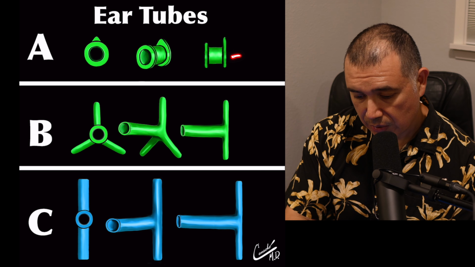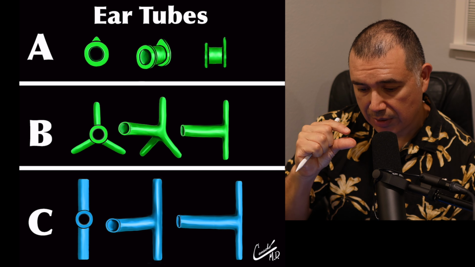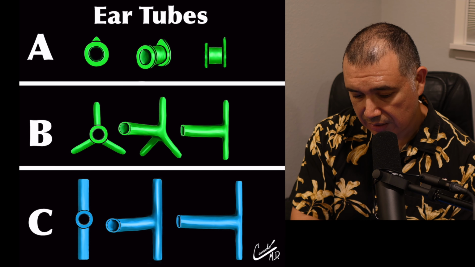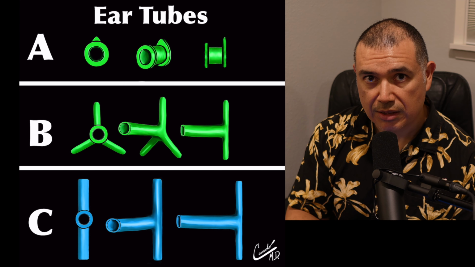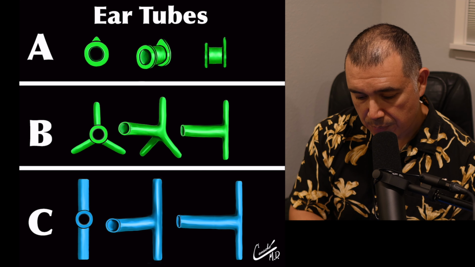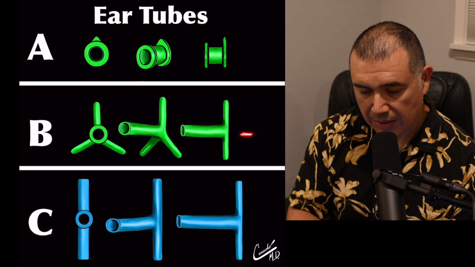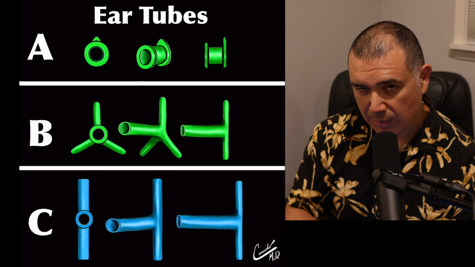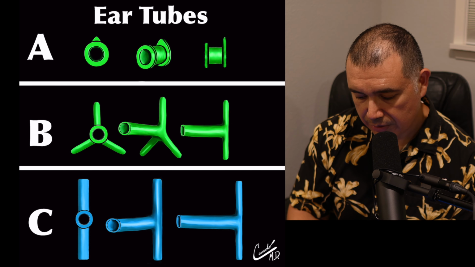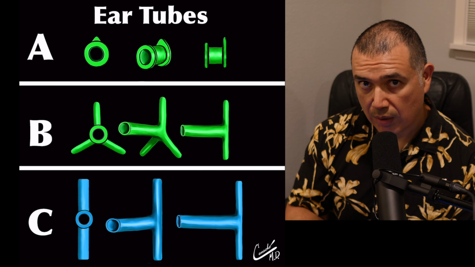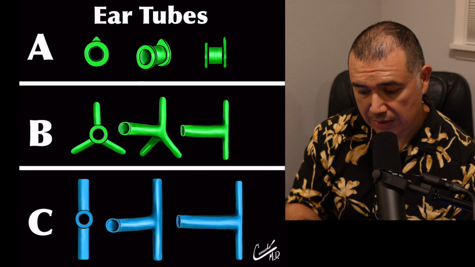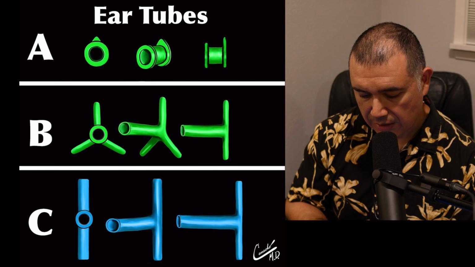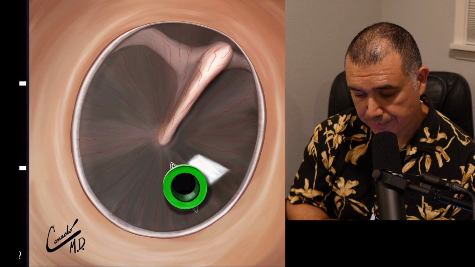This top one, shown in A, is small. It's about 2 millimeters in size, and that one tends to last about 12 to 18 months. This middle one here may last about 2 years or so, and in some cases, it may last 2.5 years or 3 years. And this bottom one here, shaped like a T, is known as a T tube. And that one can last up to 5 years.